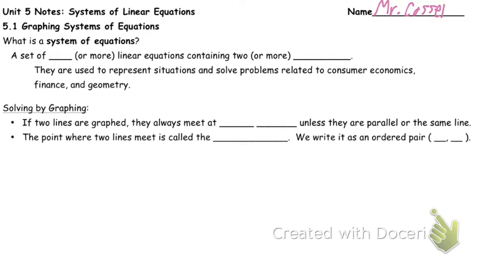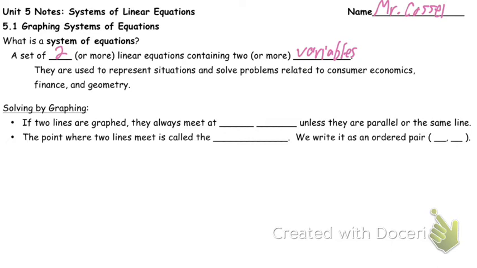It's a set of two or more linear equations containing two or more variables. That's what I wrote down. So a set of two or more linear equations containing two or more variables is a system of equations, okay? Now, like I said before, they represent situations or solve problems related to consumer economics, finance, and geometry, especially economics and finance, okay? So they do have big usage.